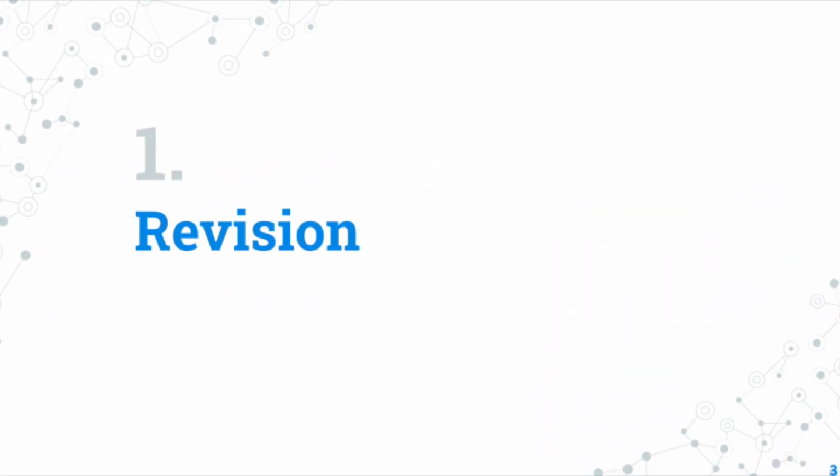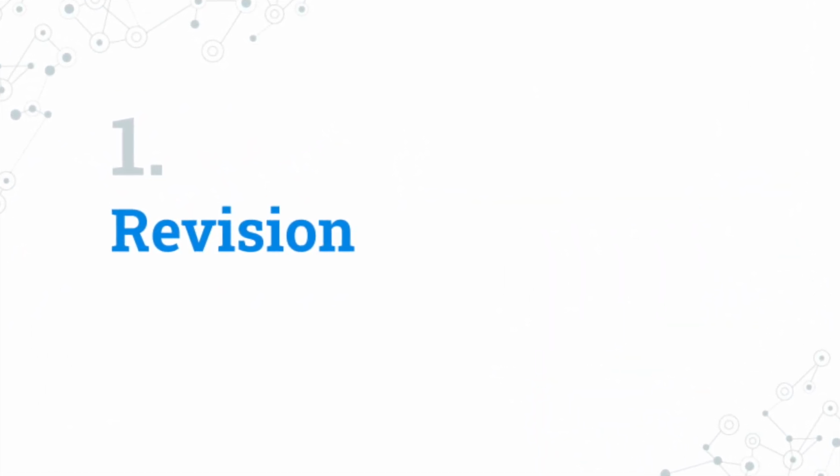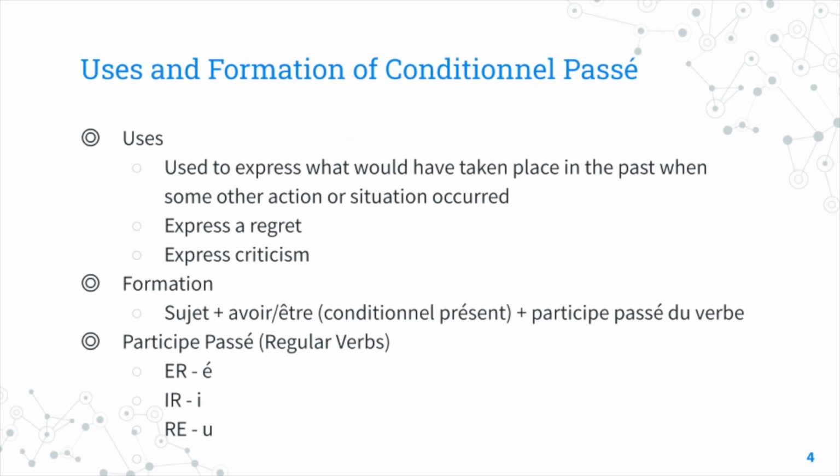Let's begin with a revision of le conditionnel passé. Conditionnel passé is used to express what would have taken place in the past when some other action or situation occurred. It is also used to express a regret or criticism. It is formed by taking the sujet, then avoir or être, the auxiliaries, conjugated in conditionnel présent, then the participe passé of the verb.